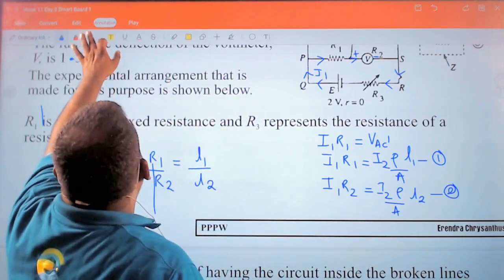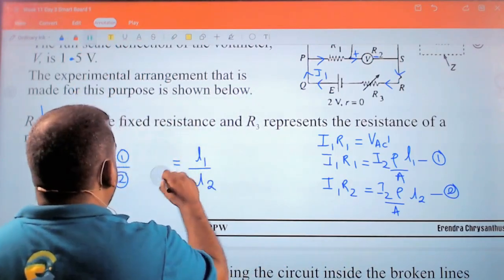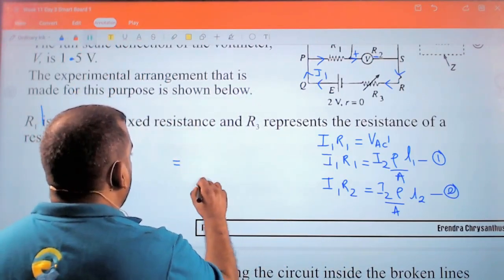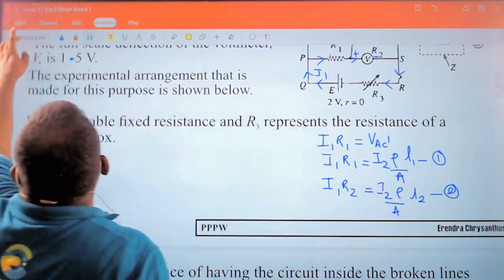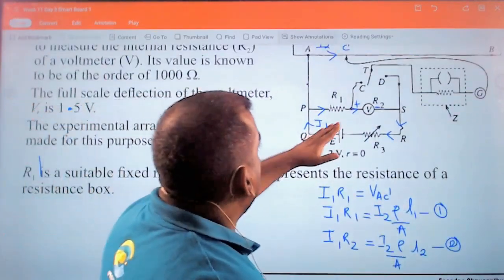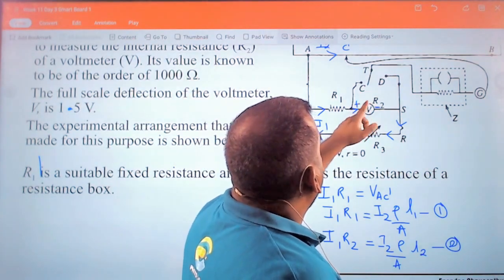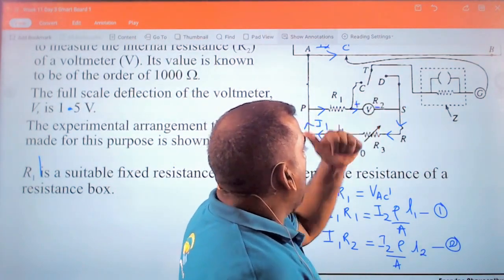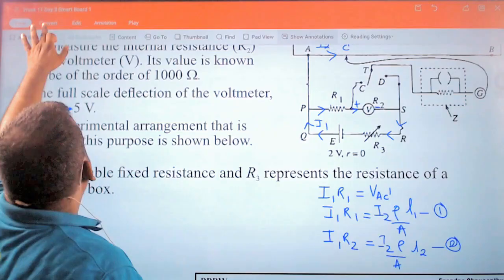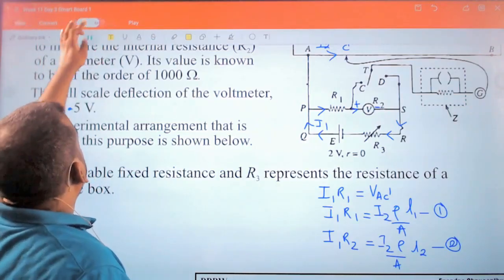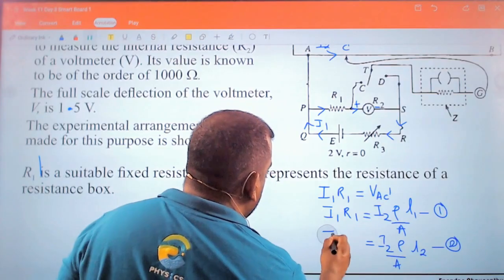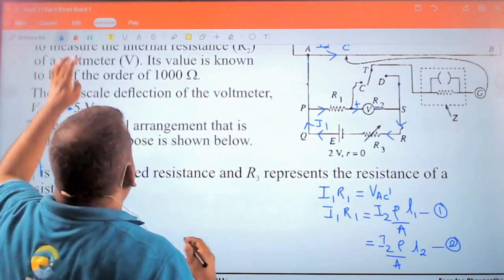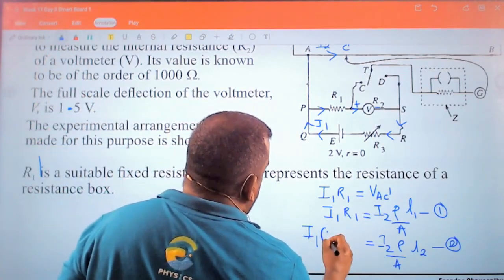But be careful. Here, if you look at the view here, I am connecting it here. So R1 plus R2 both will come. So here be careful a bit. Here we are finding the total balance length there. I1 R1 plus R2.